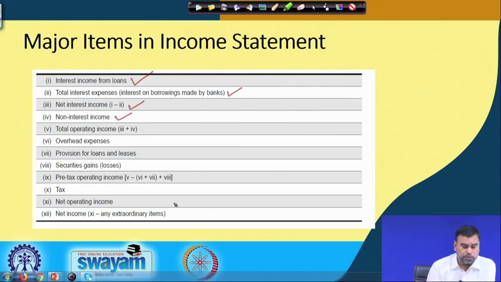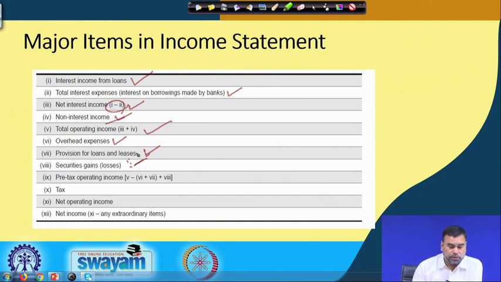Then your total operating income is equal to your net interest income plus the non-interest income. There are some overhead expenses, the day-to-day expenses the commercial banks incur. You also keep some provisions for loans and leases, which we already discussed in the previous class, and you can also have a gain or loss in the securities, whatever stocks you have invested in. The pre-tax operating income is the total operating income minus the overhead expenses minus the provisions for losses, and if there is a gain on the securities you have invested in, that can be added here. So, that is basically your pre-tax operating income.